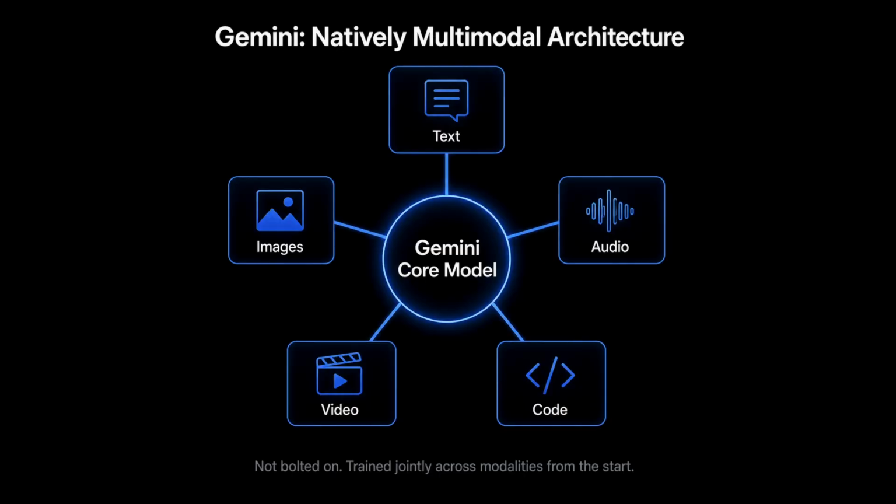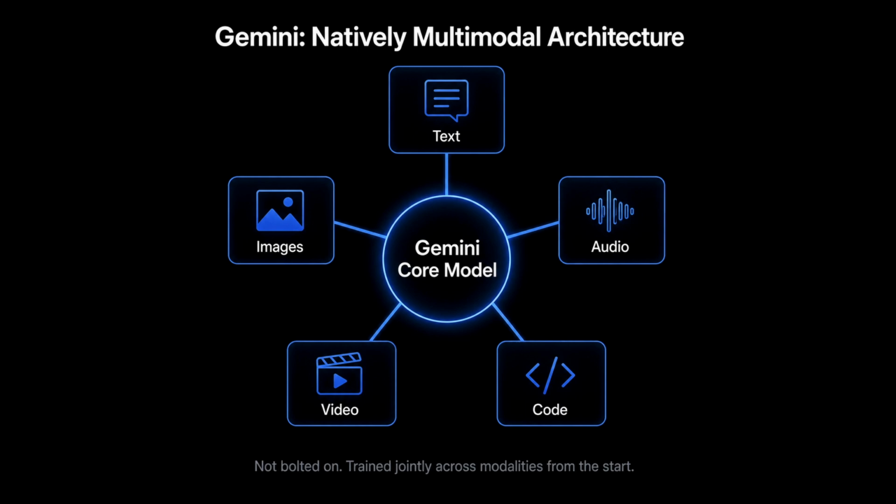Here's where Gemini takes a fundamentally different design philosophy. GPT was built as a text model first, and multimodal capabilities were added later on. Gemini was designed to be multimodal from the ground up. So, what does that actually mean architecturally? When Google trained Gemini, they didn't train a text model and then add image understanding on top. They trained a single unified model on text, images, audio, and video simultaneously. So the model learns cross-modal representations from day one.